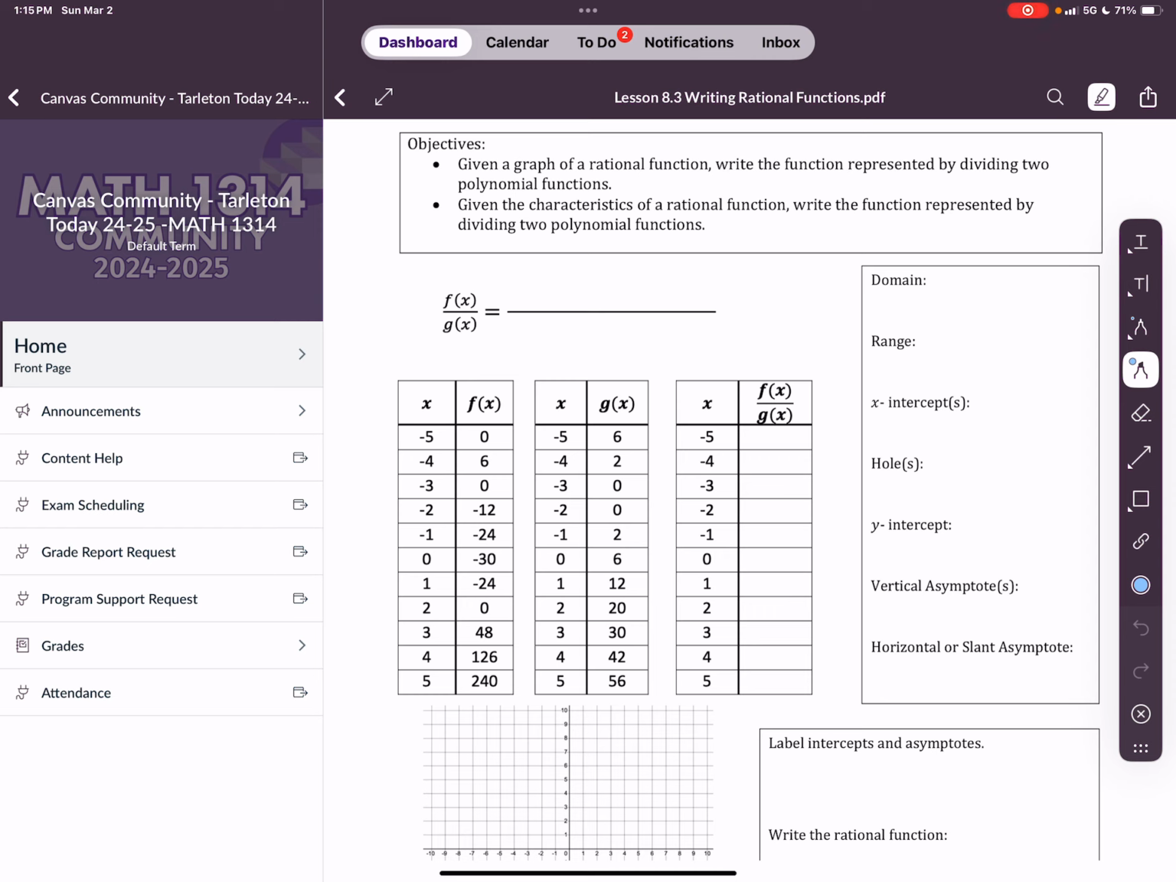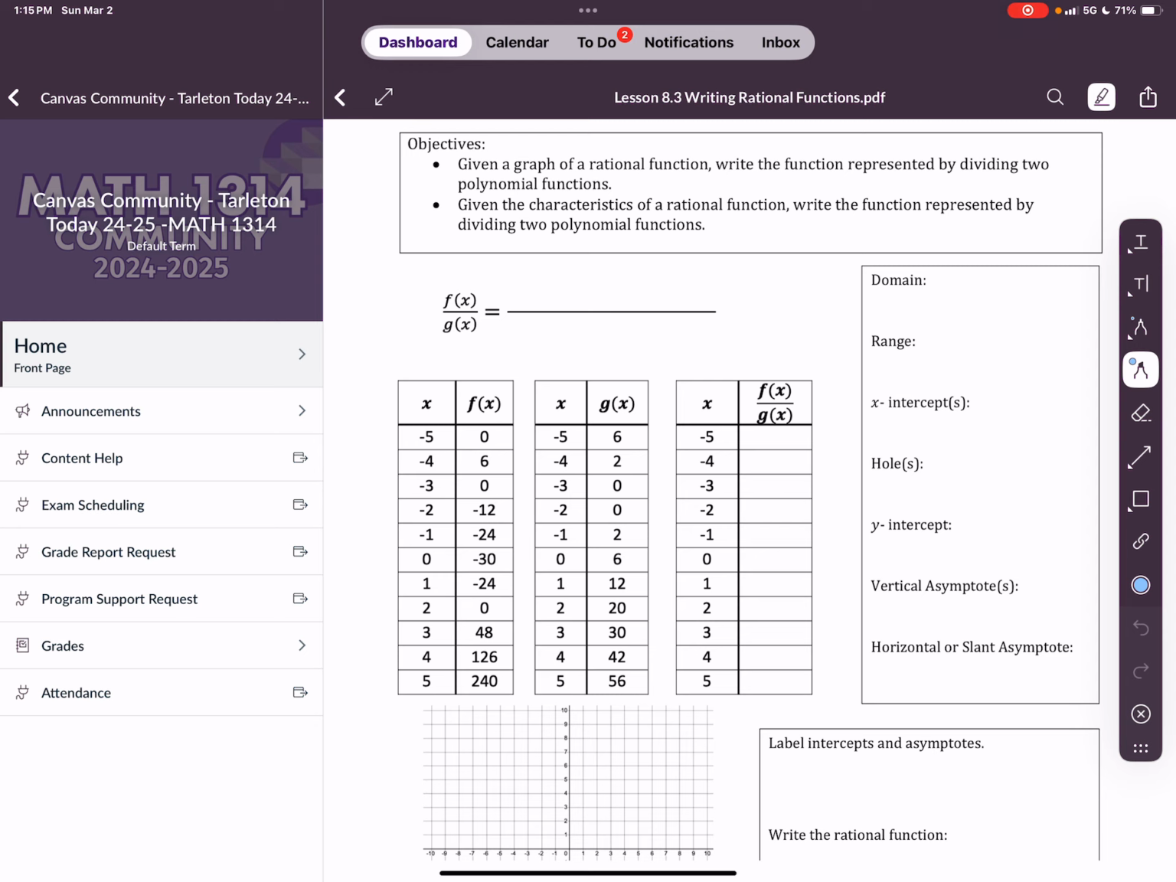All right, so we're going to be writing equations of rational functions today. We've been doing it where we're graphing it based off of the equation. Well, this time we're actually going to be the ones writing the equation based off of the table and then, of course, the graph as well. So right now we need to find the equation of f of x. Now, I will tell you the easiest way to do it is to just do it first in factored form.